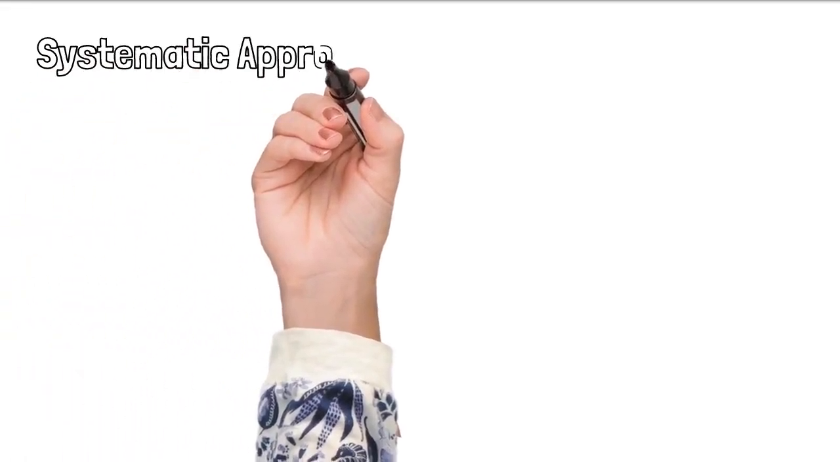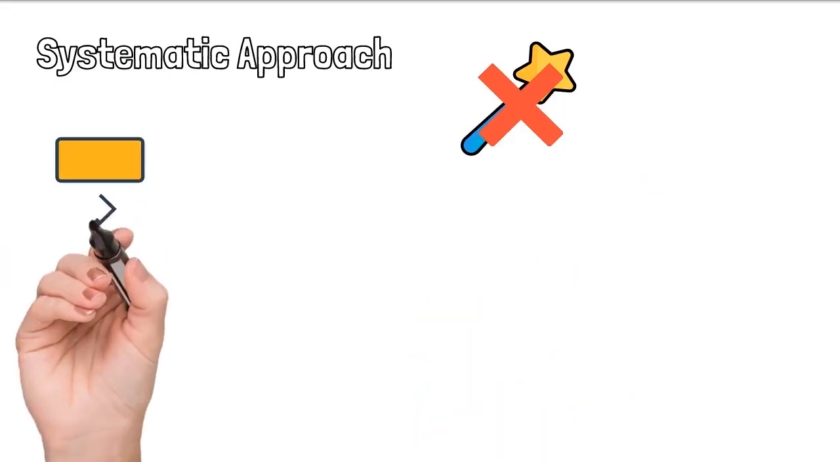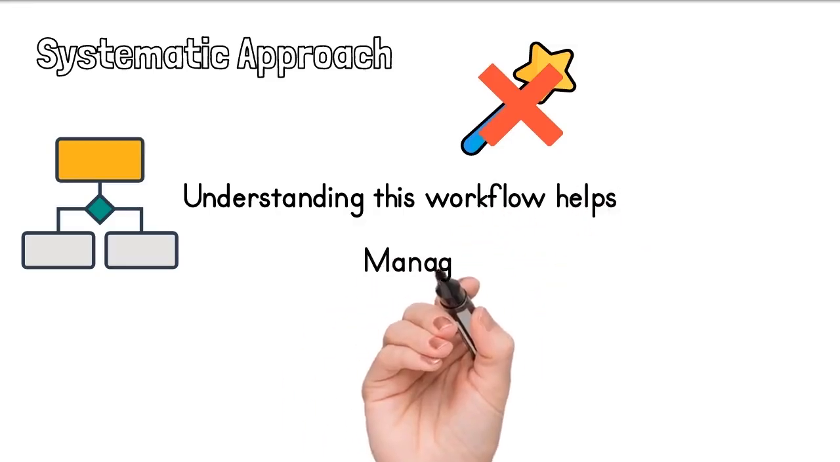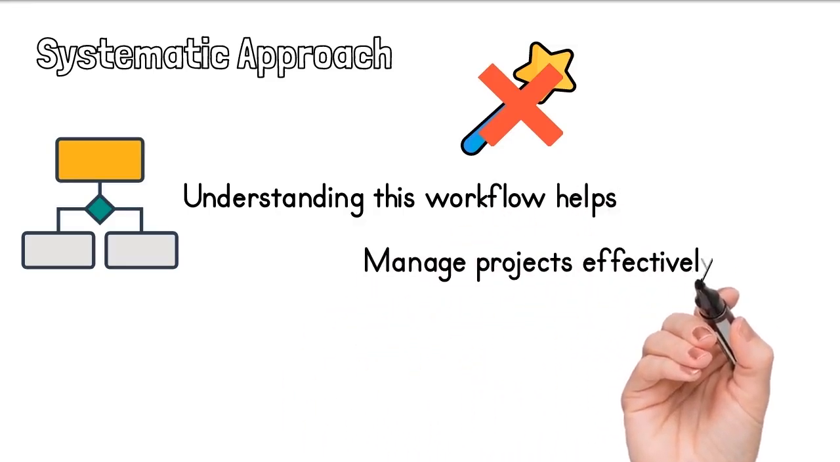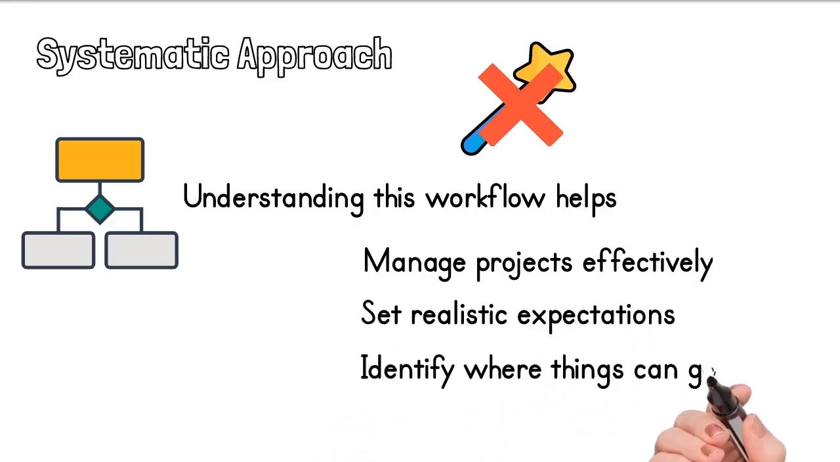Data science isn't magic, it's a systematic process. Understanding this workflow helps you manage projects effectively, set realistic expectations, and identify where things can go wrong. Let's walk through each stage of the data science lifecycle.